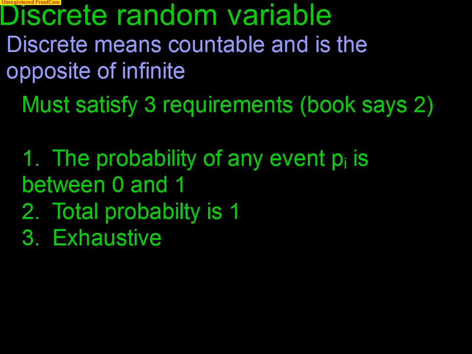First of all, the probability of any event, which I just labeled as P of i, is between 0 and 1. You know this. Can't have negative probability. Cannot have probability over 1. Okay. Total probability is 1. And the last part is it has to be exhaustive. In other words, every single possible outcome must be listed.